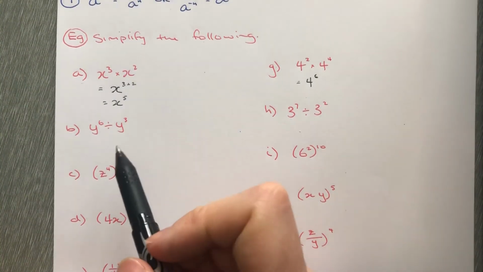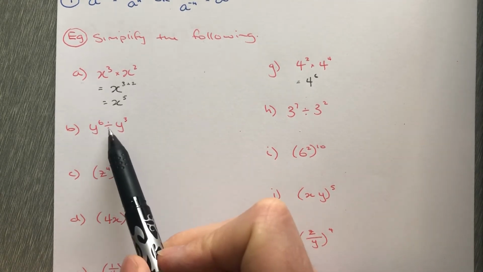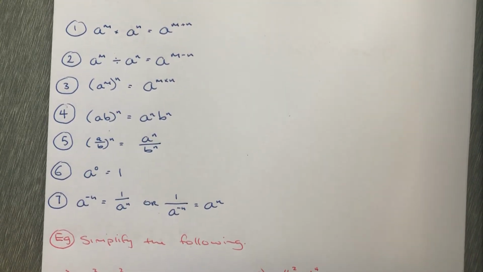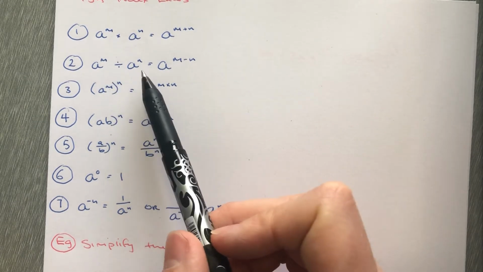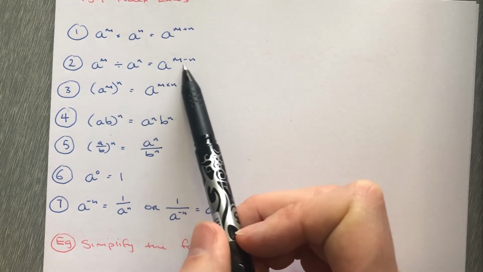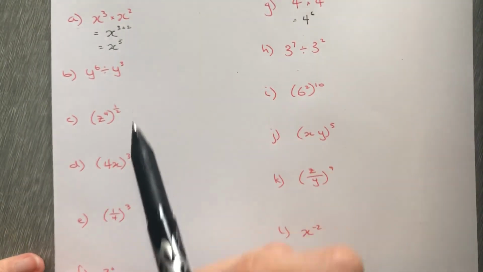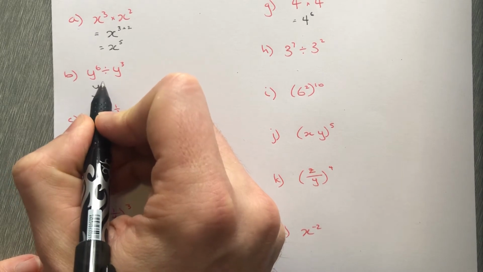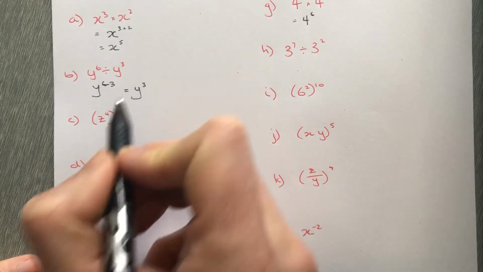Let's go down to this one. This looks similar to what we've been working with, except we've got divided by instead. So let's move up to our laws and try to find which one we're going to be using. I can see that this one here has divided by, so that's what we're going to be doing. Hopefully we can see that we're taking the second power from the first one. So let's go back over here. So y to the power of 6 minus 3, which is y to the power of 3.